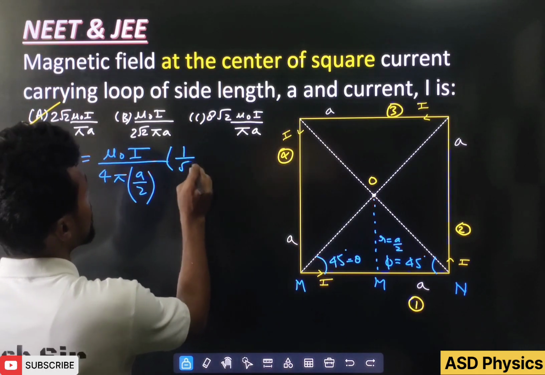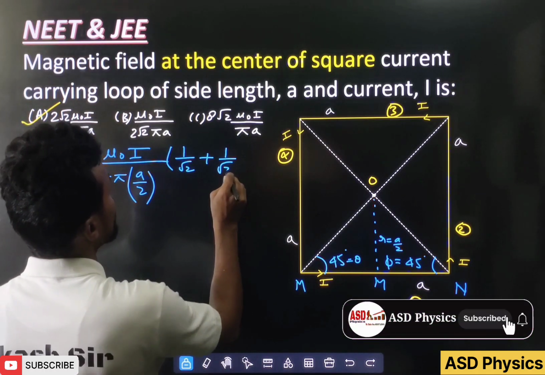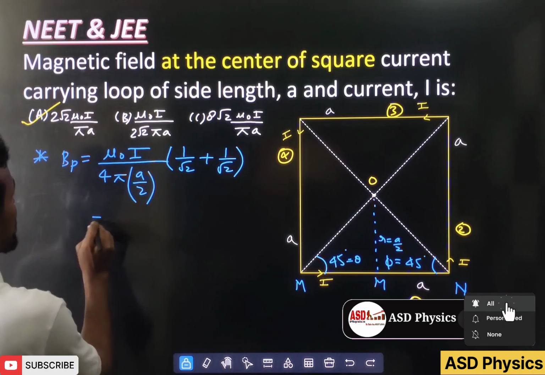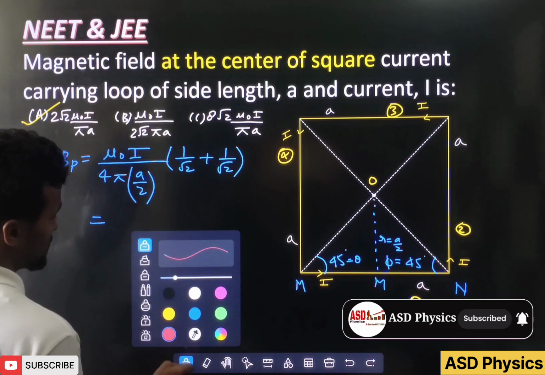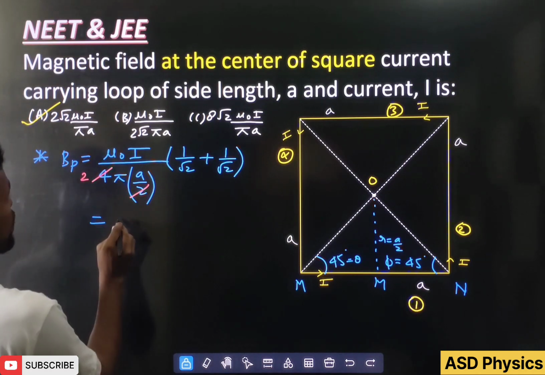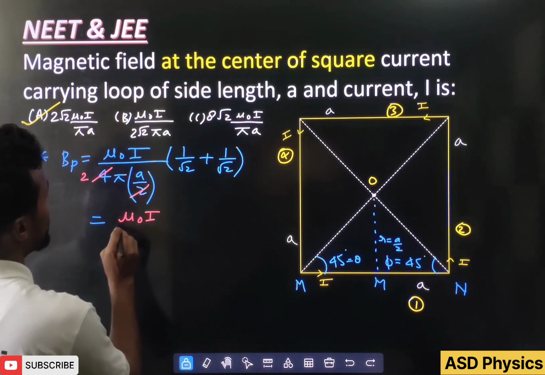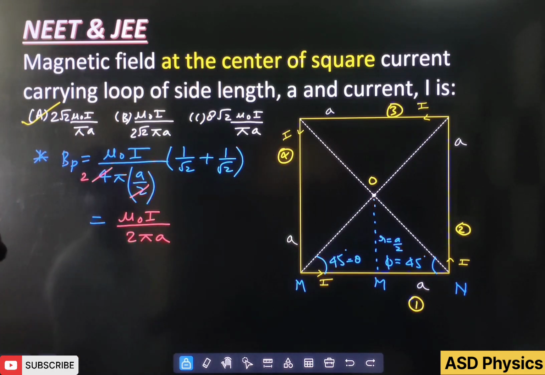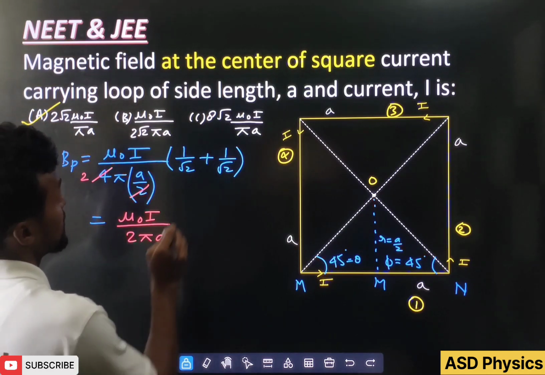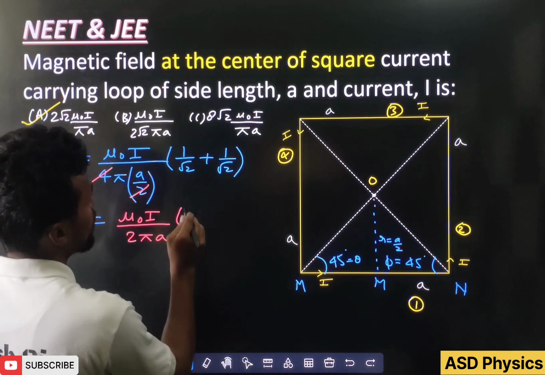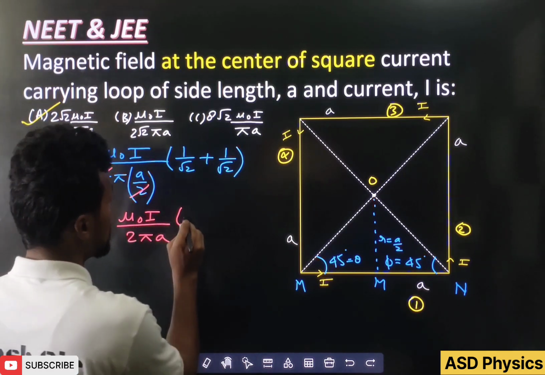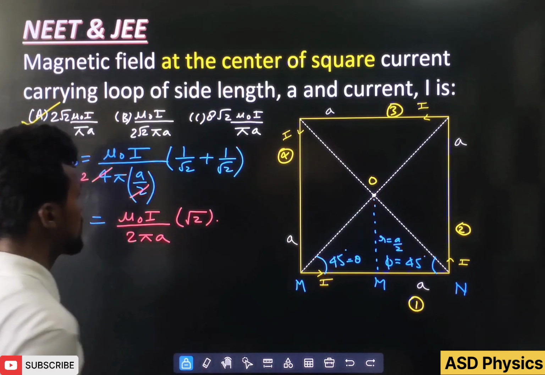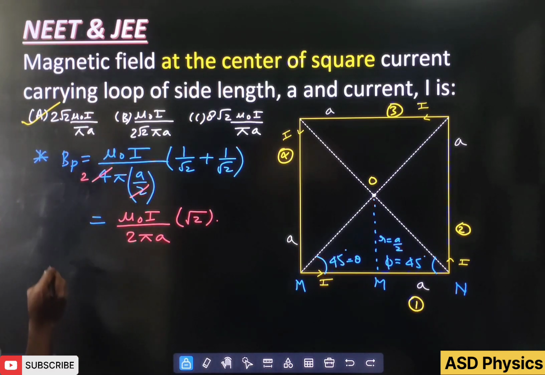So we can write here, see, 1 by root 2 plus 1 by root 2, is it? So what will happen here, we'll just cancel out, 2 2 is 4, so it will become mu naught I by 2 pi a, is it? Mu naught I by 2 pi a, and 1 by root 2 plus 1 by root 2, what will become here? 2 by root 2. And 2 by root 2 means we can write root 2, is it? Now this thing is done.